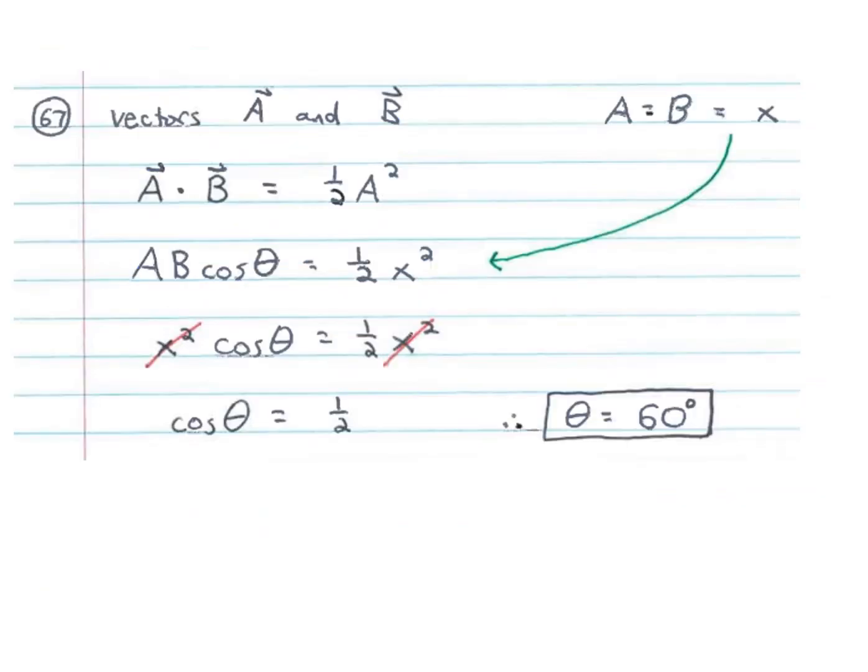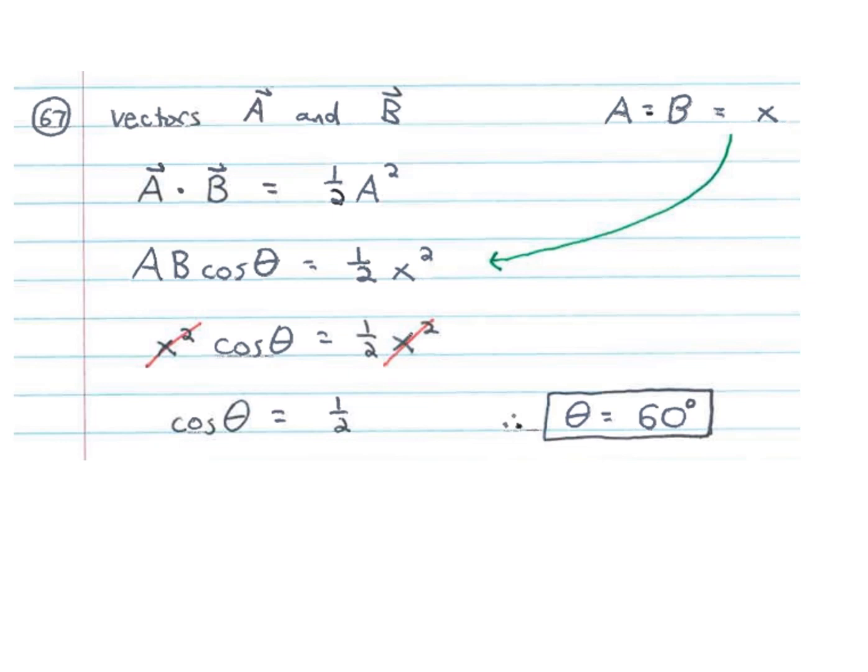Number 67, as we've been dealing with scalar products of vectors. This gives us good exercise in thinking about those concepts. Two vectors have equal magnitude, and their scalar product is half the square of their magnitude. Find the angle between them.